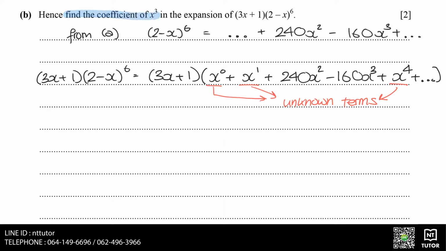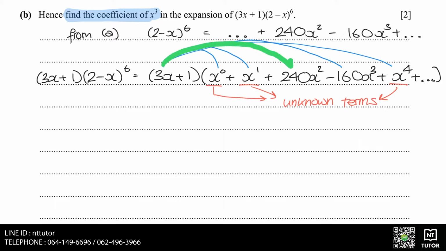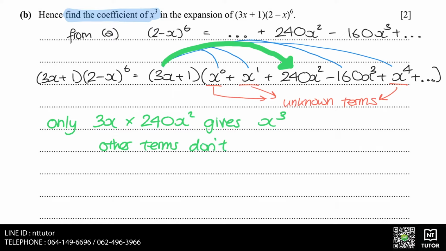When expanding the brackets in this case, we would multiply 3x to the first term, to the second term, to the third term, to the fourth term, and so on. But we only want to find the coefficient of x cubed. So the other pairs, like 3x multiplied by the first term and the second term, don't matter. We only want the one that gives x to the power of 3, which is 3x multiplied by 240x squared.